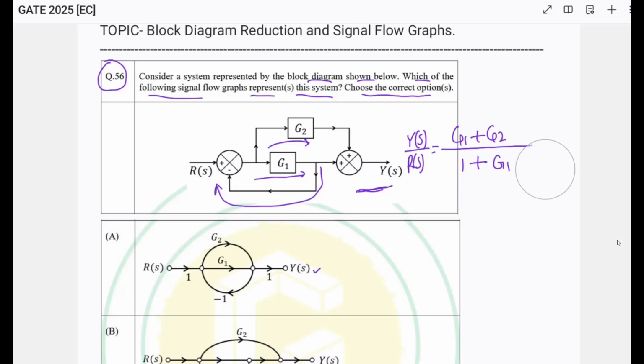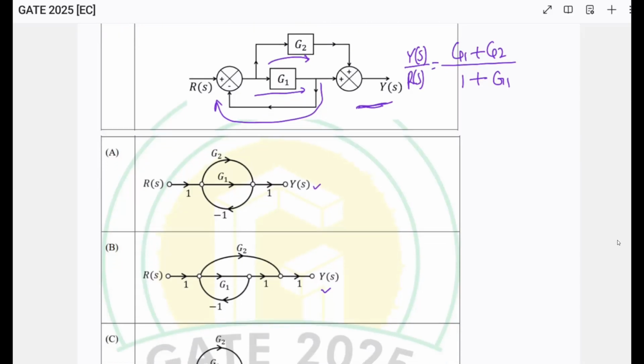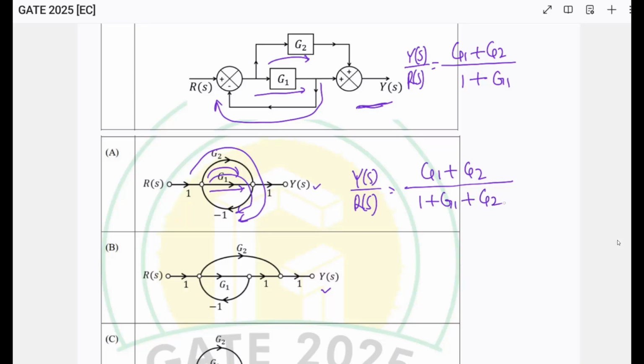Correct? So the same thing I will apply for all the signal flow graphs. So here you can see Y(s) divided by R(s) will be, I have 2 forward paths, one through G2, another through G1. So it will be G1 plus G2 divided by, sorry, there are 2 loops, one through G2, another through G1, of negative feedback. So it will be 1 plus G1 plus G2.